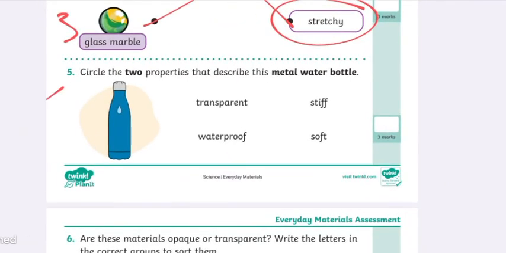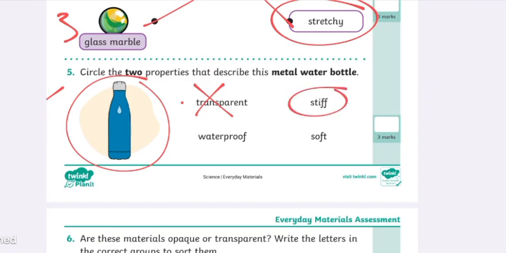Number 5. Circle the 2 verbs that describe this metal water bottle. So you have transparent. Do you think this metal bottle is transparent? No. Because it's metal, it's not plastic, so no. It is stiff. Stiff means hard. Yes. So it's waterproof, it doesn't allow any water to pass through. Do you think it's soft? No. Soft like a pillow, but this is metal.